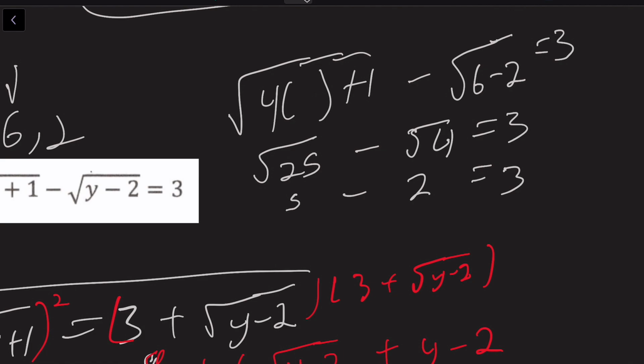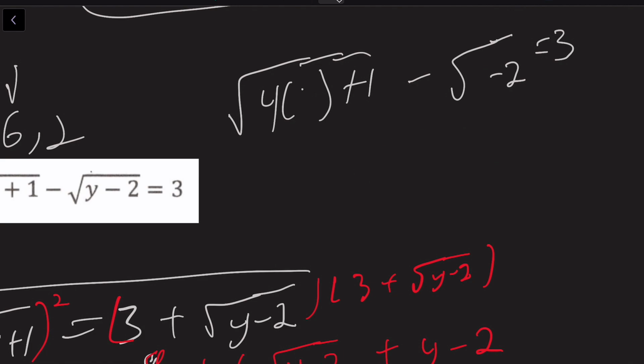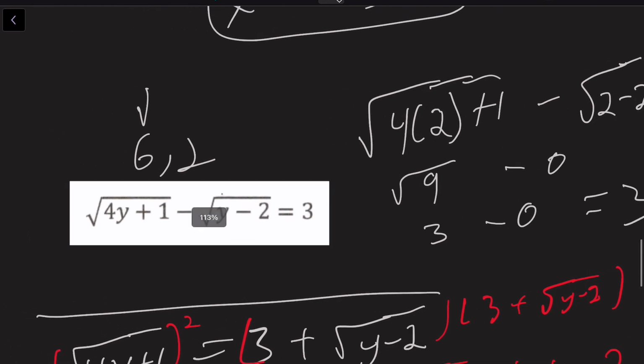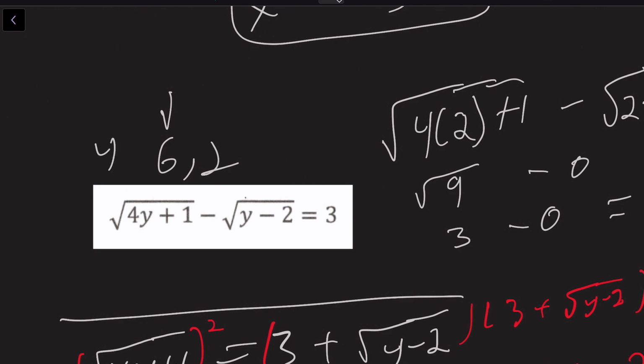Now let's repeat that with our 2. So we're just going to replace the 6 with the 2. 4 times 2 is 8, plus 1 is 9. The square root of 9 is 3. 3 minus square root of 2 minus 2, that's 0, so that equals 0. So minus 0 is equal to 3. And this checks out. That means that both of our answers work. So y is equal to 6 or 2.